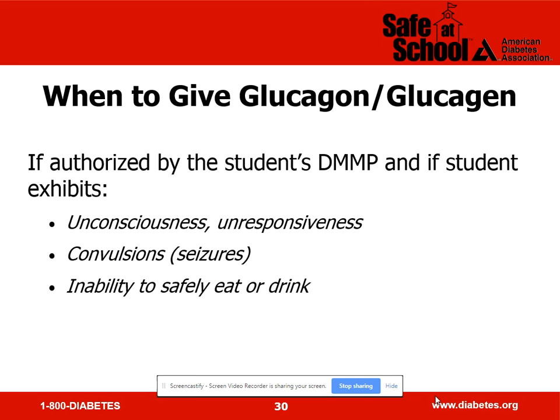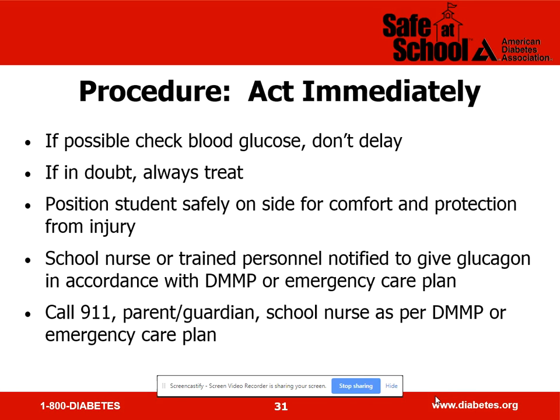When to give glucagon or GlucaGen? If authorized by the student's plan, and if student exhibits unconsciousness, unresponsiveness, convulsions, or inability to safely eat or drink. The procedure is to act immediately. If possible, check blood glucose. Don't delay. If in doubt, always treat.